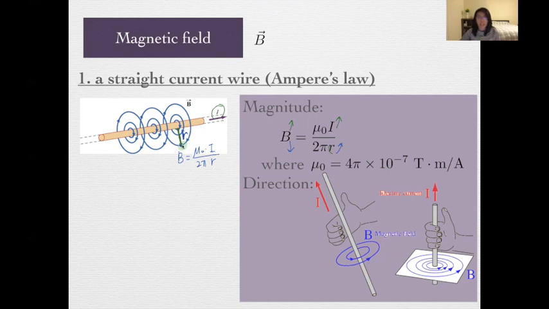But how about the direction? If you put a compass here, where is this compass going to be pointing? To figure out the direction, we can use a rule. We call it the right-hand rule. Specifically, I'm going to call it right-hand rule 1. As for the name, you have to use your right hand.